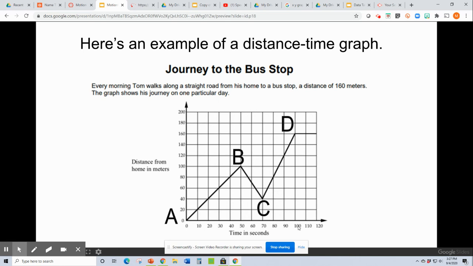That's interesting to me. That means at 100 seconds after he left his house, he was 160 meters away. 10 seconds later, he's still 160 meters away. And 120 seconds later, he's still 160 meters away. Well, that means something interesting to me. It means his distance, his position, is not changing, even though the time is continuing. He must not be moving. So let's check this out.